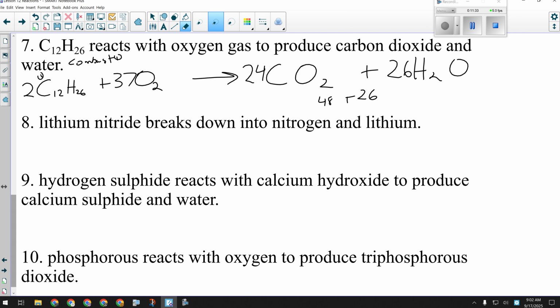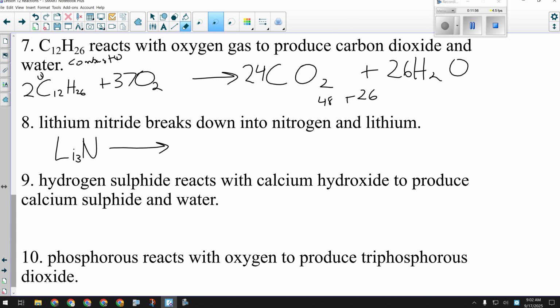How many people have done number 8? Okay, let's have a look at 8 as well then. Number 8, I've got lithium nitride. Lithium is a metal, so this is an ionic compound, +1. It's with nitrogen, that's a -3. Drop and swap. I've got Li3N, and it breaks down.